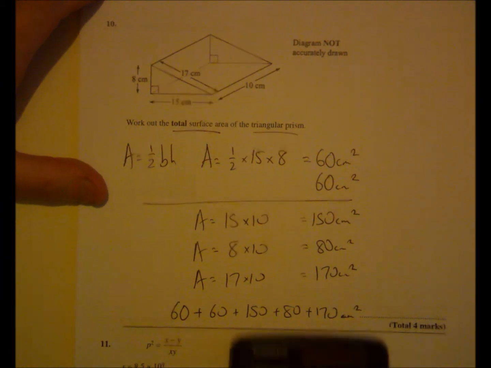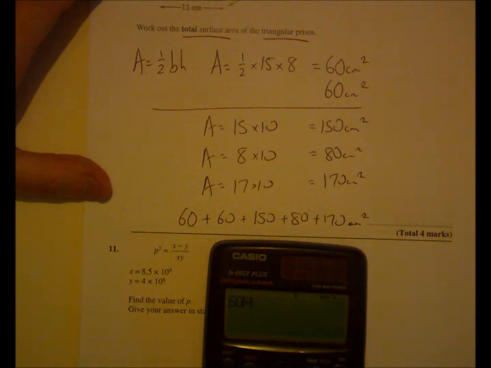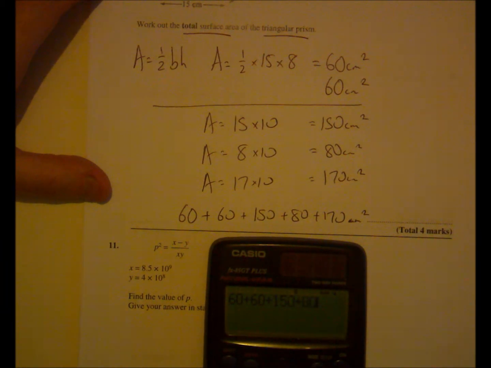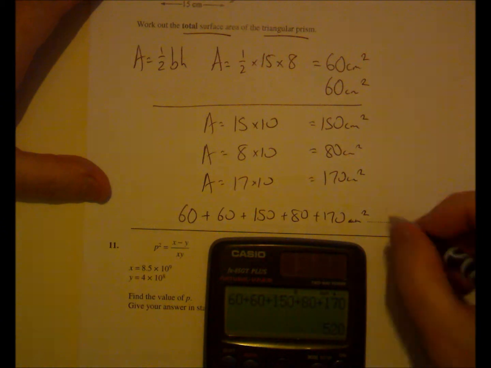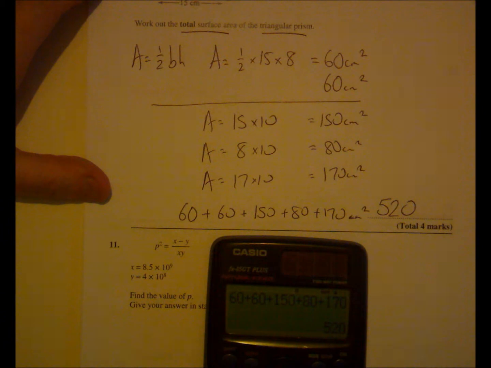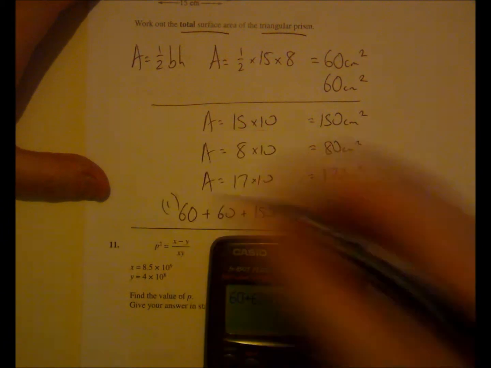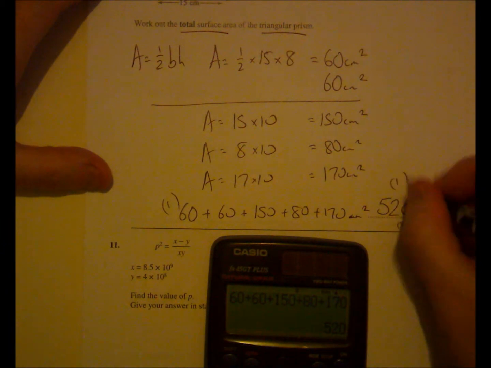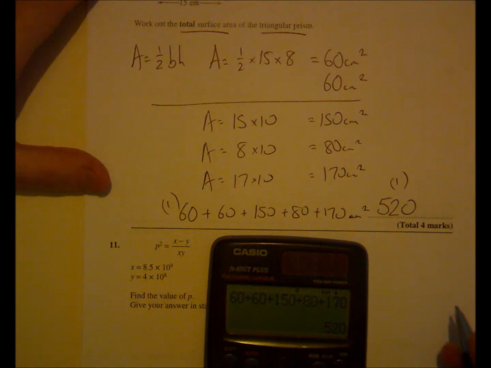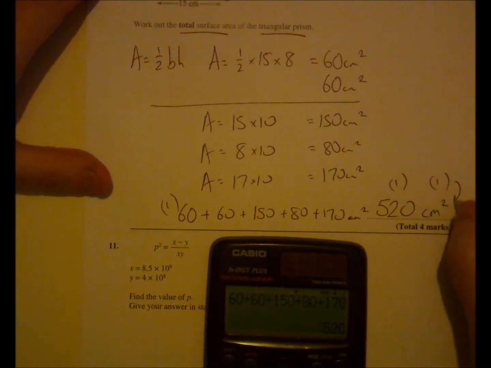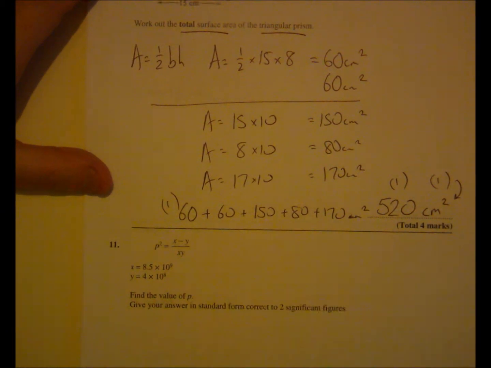On your calculator, you can now add 60 to 60 to 150 to 80 to 170. Always record your answer and then check it again. That will get you 3 marks. So second mark for adding the correct 5 areas together, third mark for 520, and the fourth mark is for stating the correct units, centimeters squared.